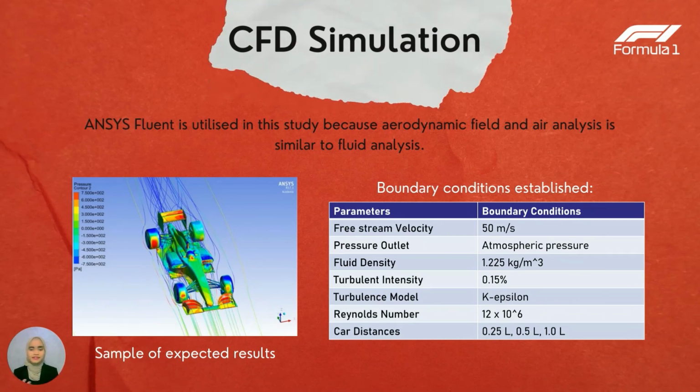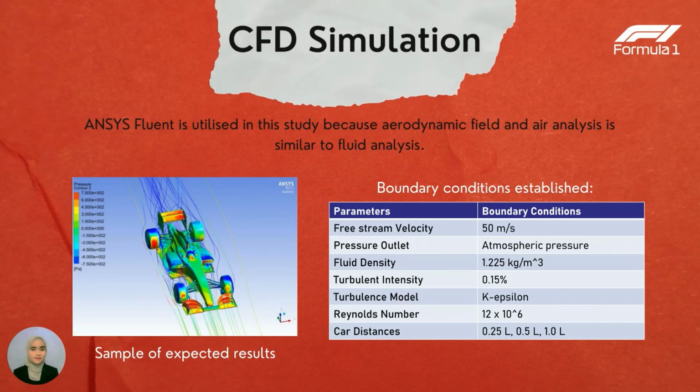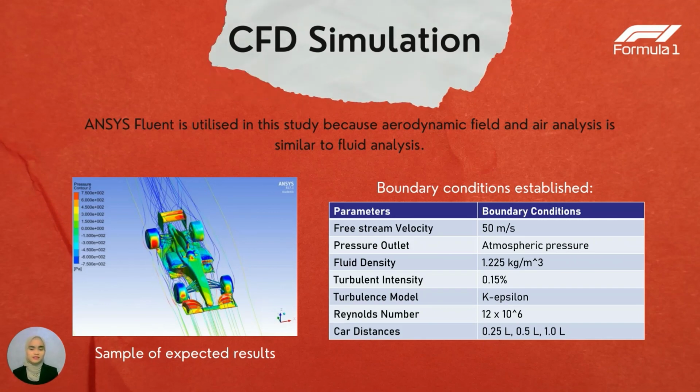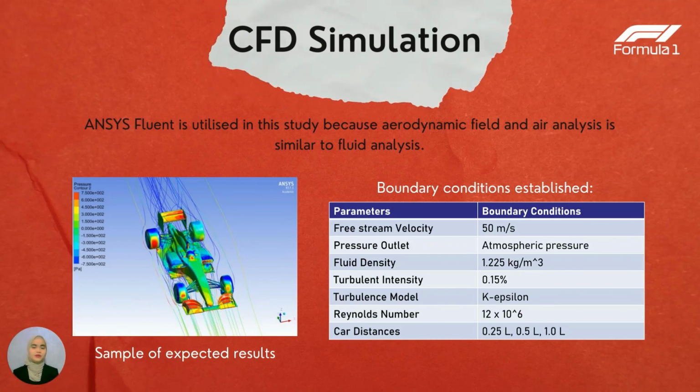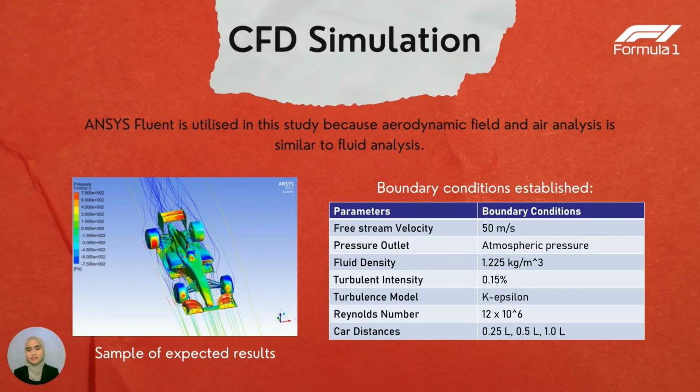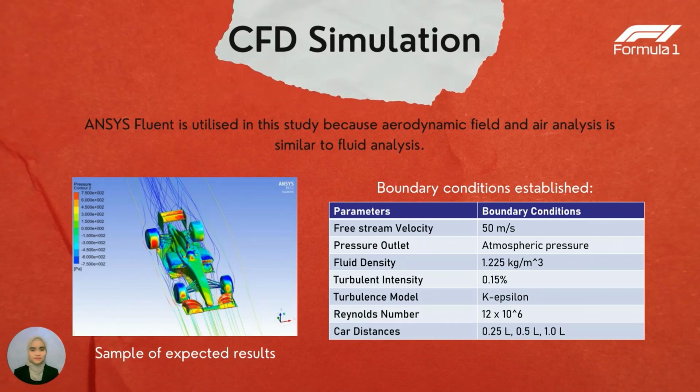Now if you take a look at the table on the right, which shows the boundary conditions: free stream velocity is set at 50 meters per second, pressure outlet is set to atmospheric pressure, fluid density is 1.225 kg per meter cubed, turbulent intensity is 0.15%, and k-epsilon is selected as the turbulence model. The Reynolds number is 12 times 10 to the power of negative 6, and the car distances are set to 0.25, 0.5, and 1 length of the car. A sample of the expected results is shown on the left.